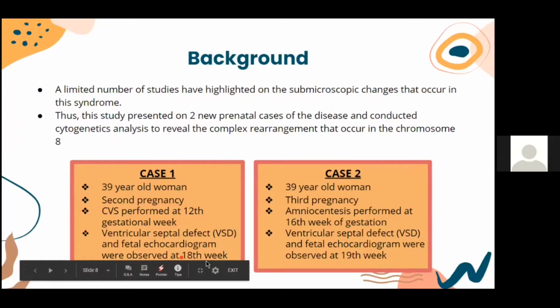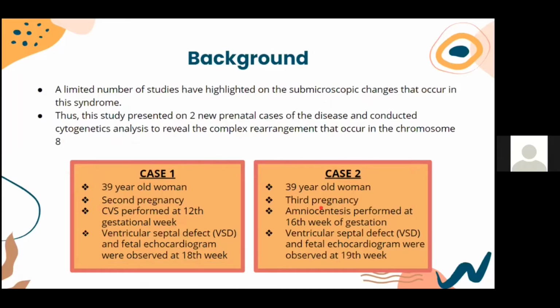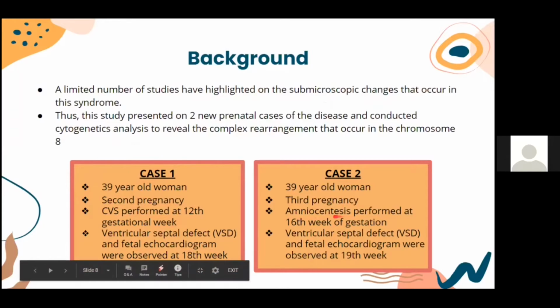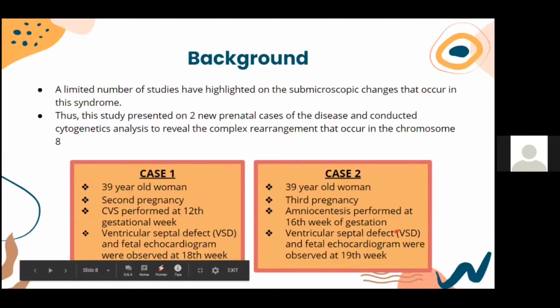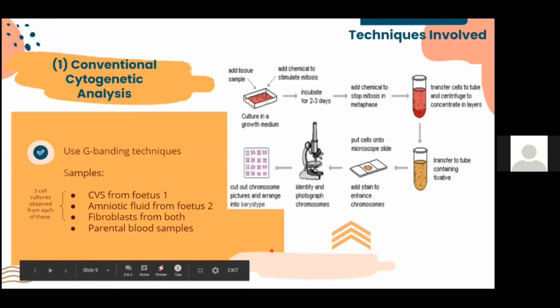Meanwhile, case 2 is also a 39-year-old woman, in her third pregnancy. The amniocentesis was performed at the 16th week of gestation, considering the parents' anxiety and advanced maternal age. VSD and fetal echocardiogram findings were also observed at the 19th week. Next, Hanis and Maitasha will explain more on the technique.